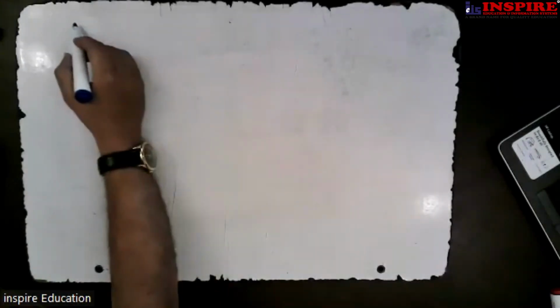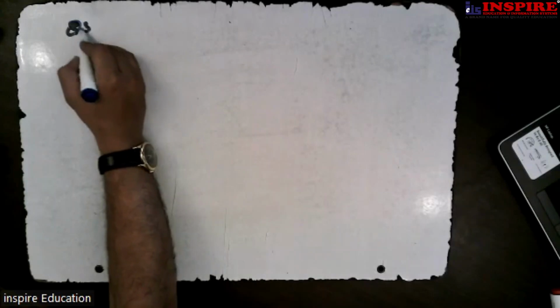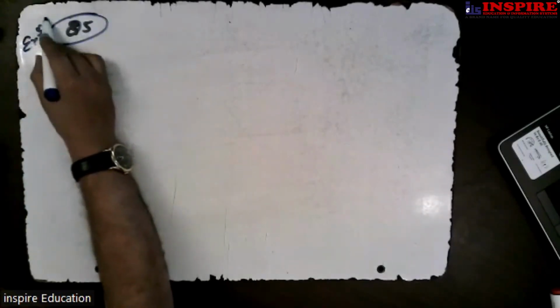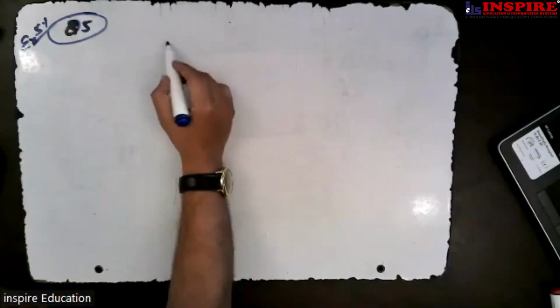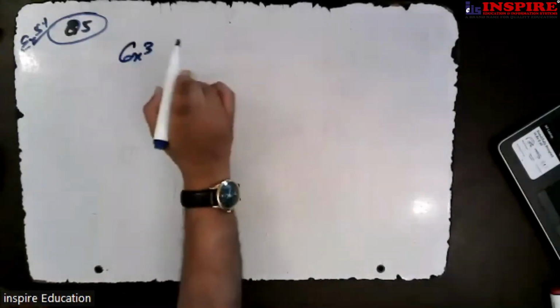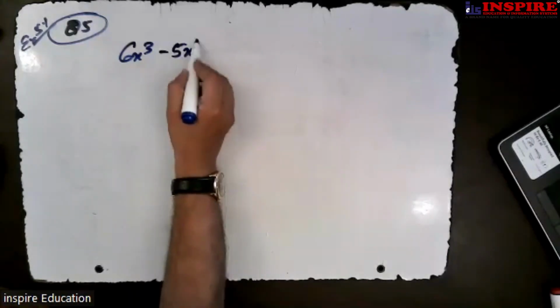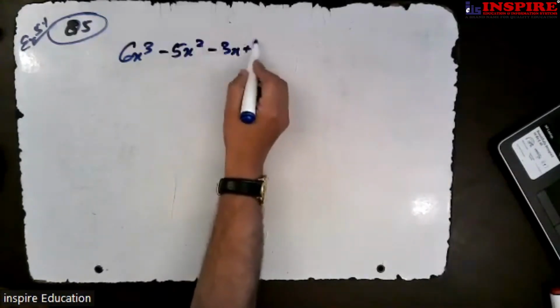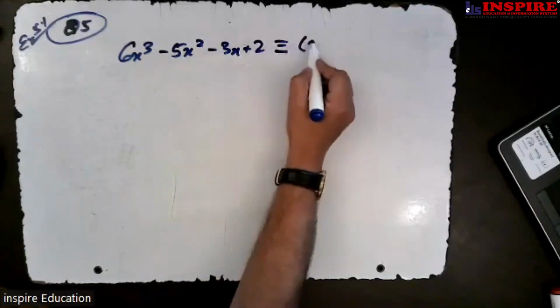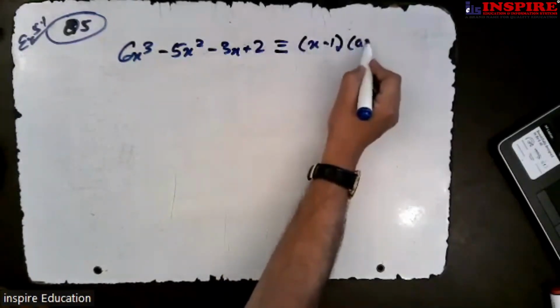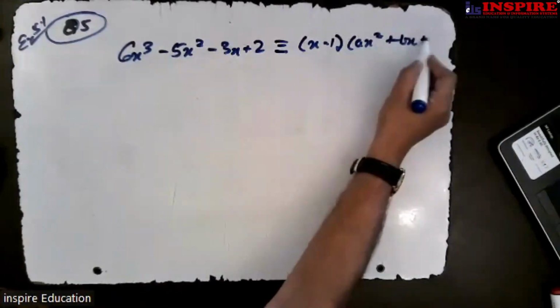Okay, this is slightly different and it's more significant in this sense. Let's see how you would do a question like this. I won't do the whole question. Let's take for instance question number 5 of exercise 5.1. Okay. 6x cubed minus 5x squared minus 3x plus 2 is identical to x minus 1 into ax squared plus bx plus c.